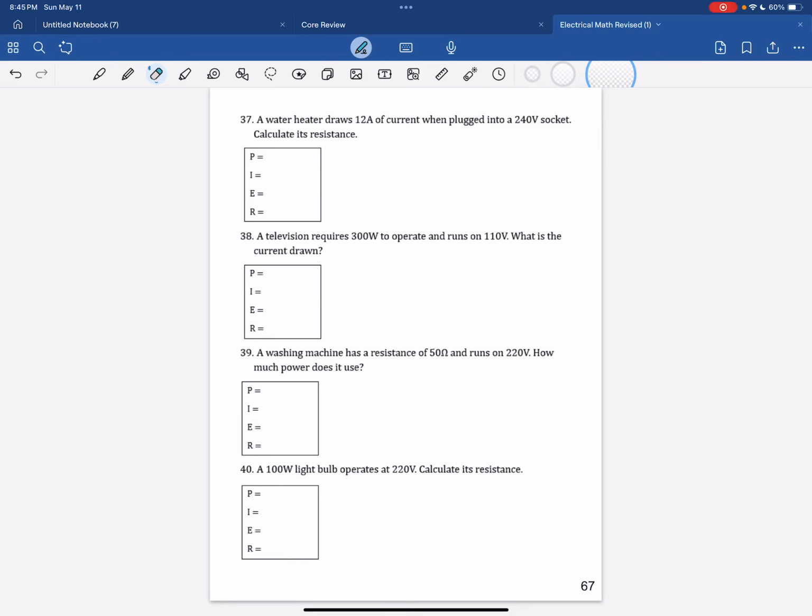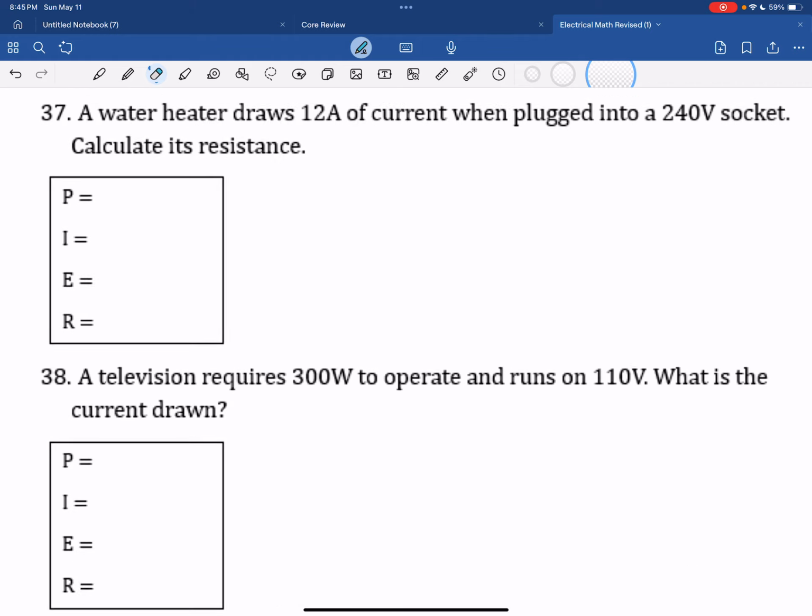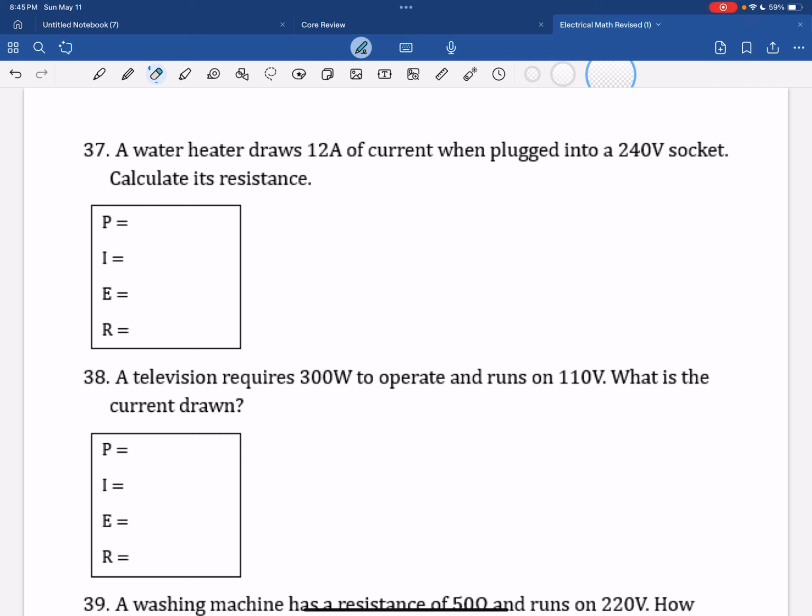Page 67, without the ohms wheel. A water heater draws 12 amps of current when plugged into a 240 volt socket. Calculate its resistance. So in this formula, power is not an issue.